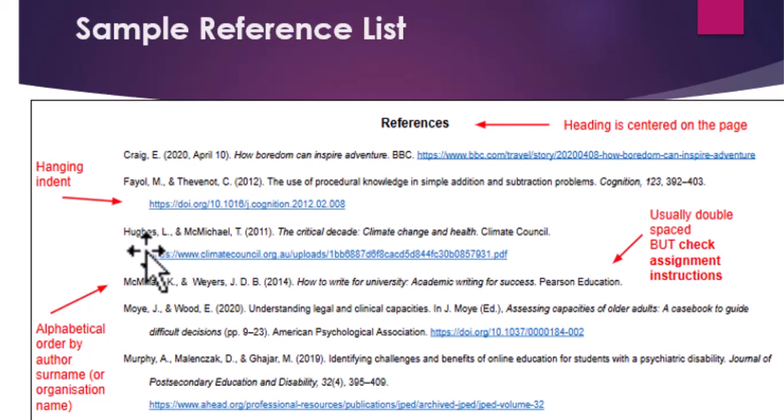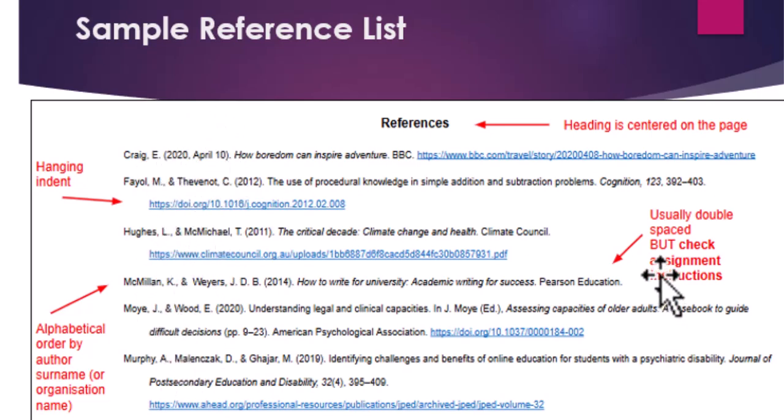So see the second one. There's the first line, and the second line is also indented. This is what you call the hanging indent. See also this one. Then another thing is that they should be arranged in alphabetical order based on the author's surname. You can see the first letters here are C, then F, then H, then M, MC, MO, MU. So all these references are arranged alphabetically.